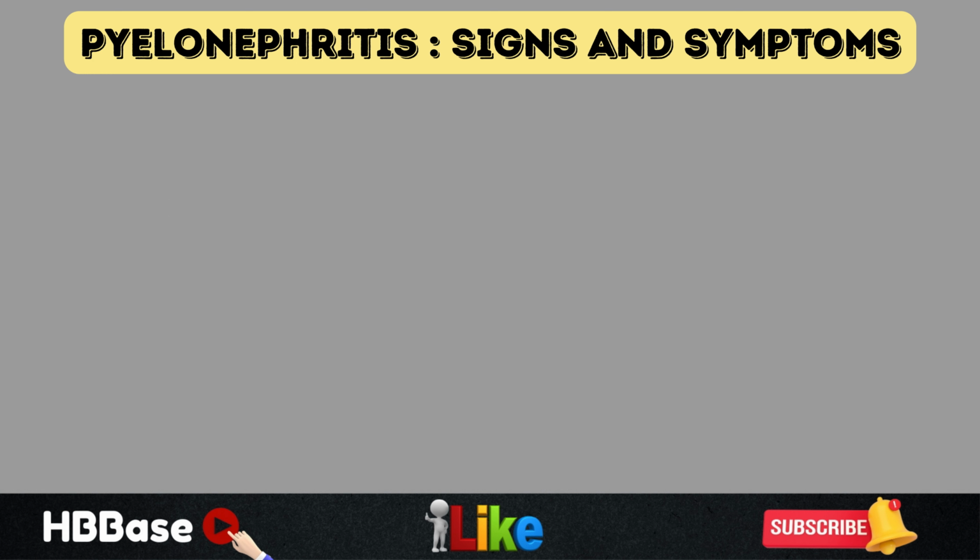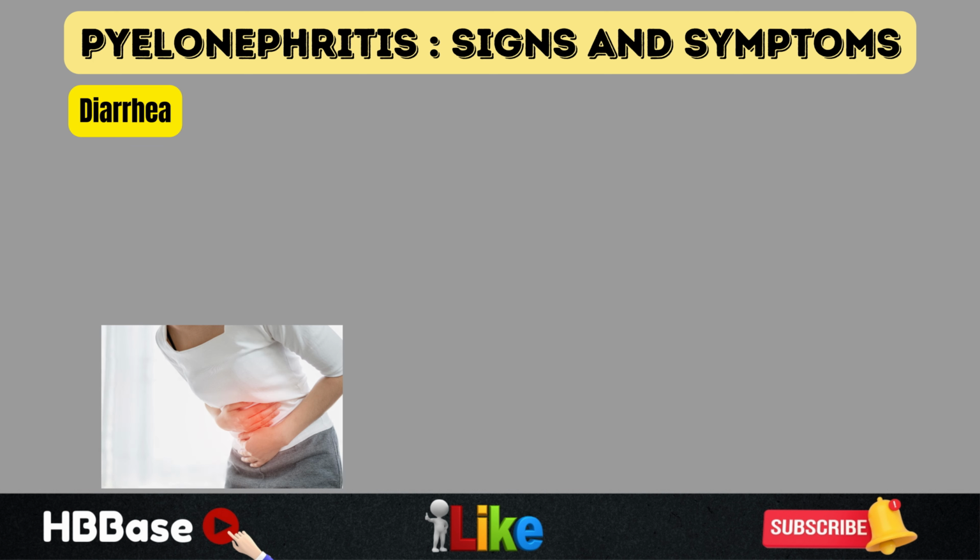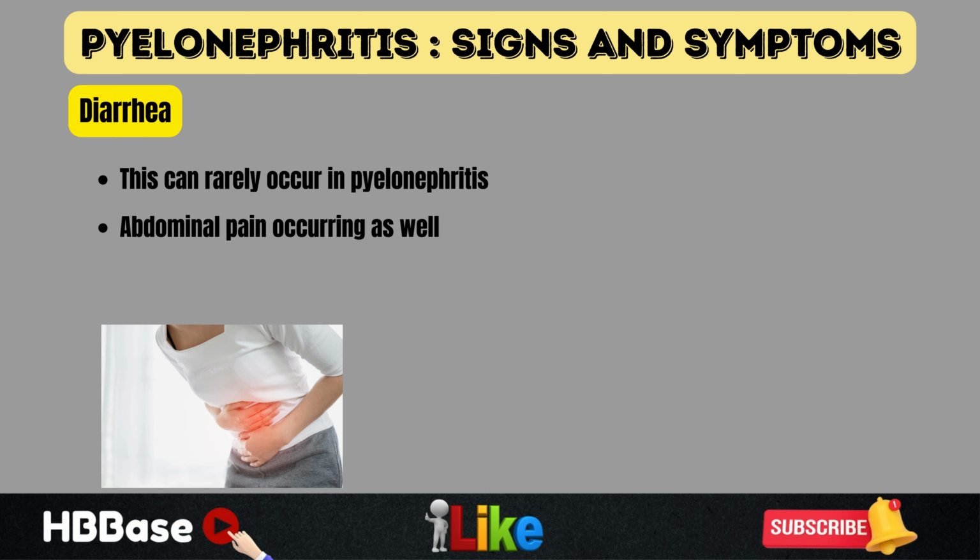Patients with a kidney infection or pyelonephritis can also have diarrhea as well. So this can rarely occur in pyelonephritis. It's not going to be as common as those other symptoms we just talked about, like nausea and vomiting. And then we can also see abdominal pain occurring as well.